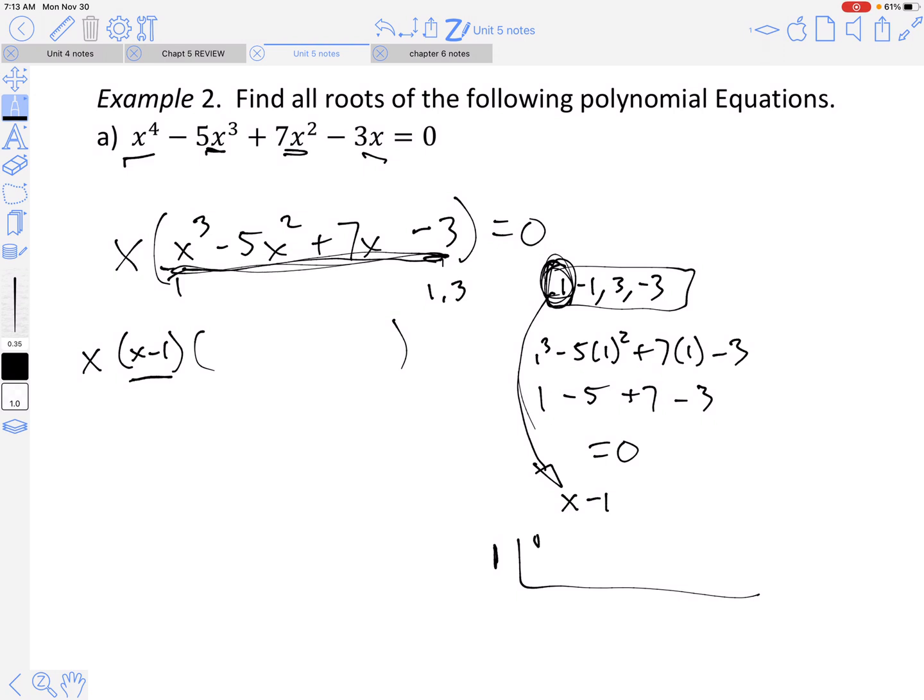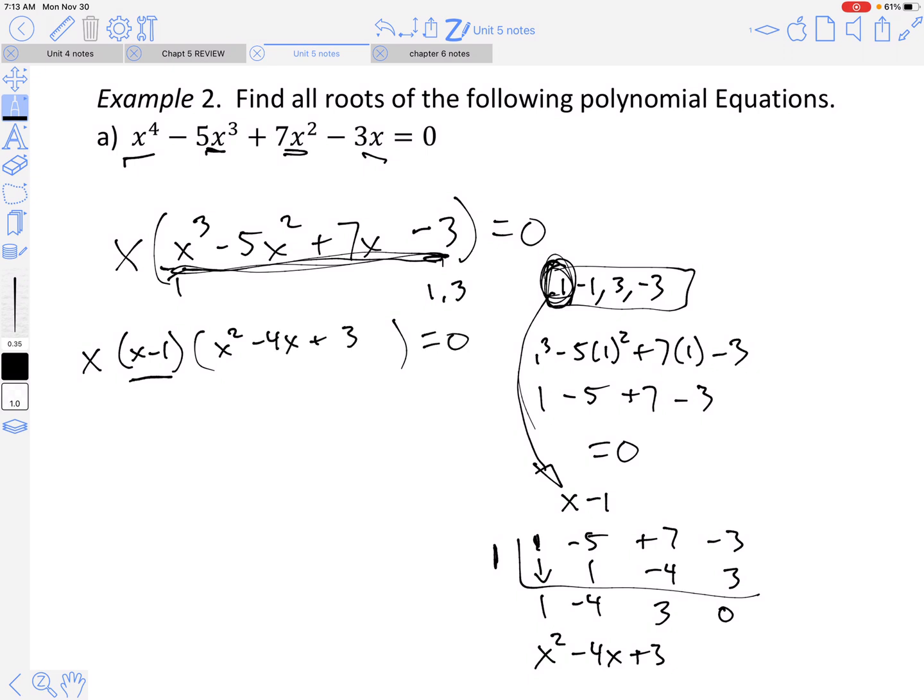So we're going to take the 1, and we're going to synthetically divide it and see what the leftover is. So we have 1x cubed minus 5x squared plus 7x minus 3. We're going to bring down our 1, which gives us negative 4, which gives us 3, which gives us 0, and leaves us with x squared minus 4x plus 3. This all equals 0, remember.